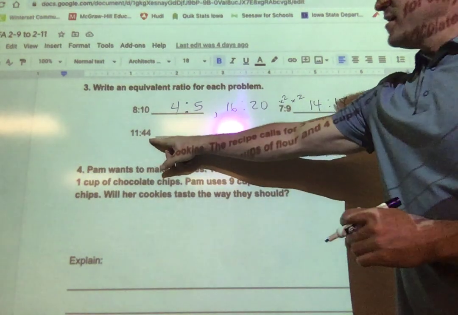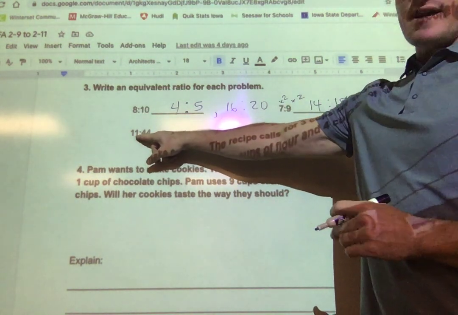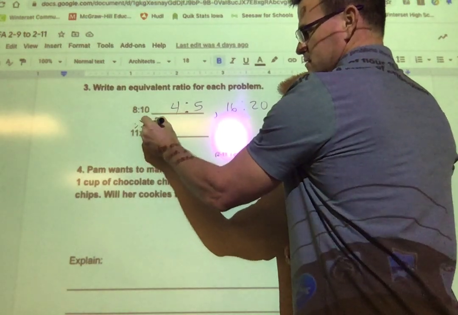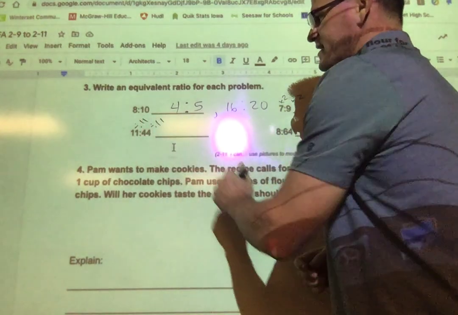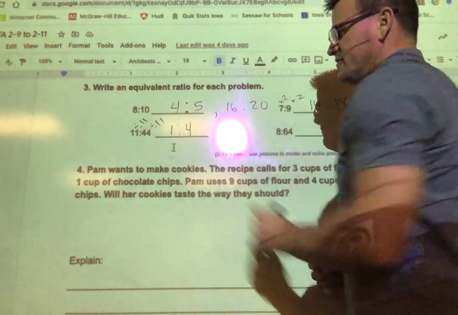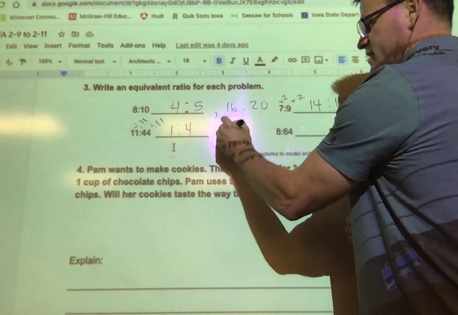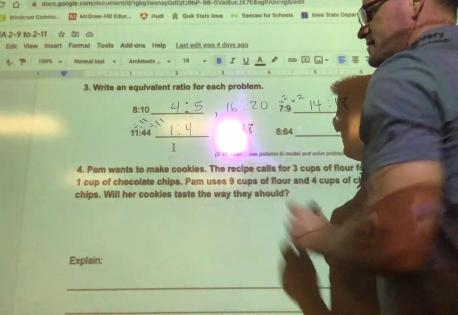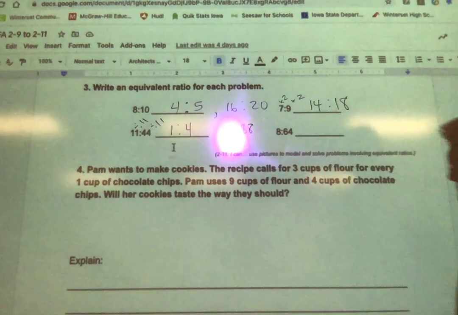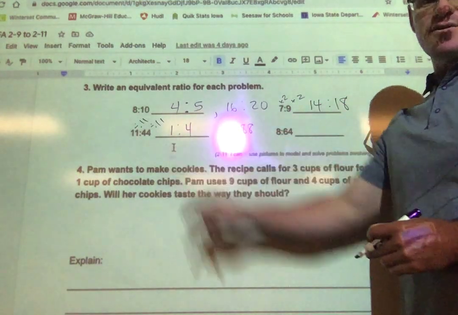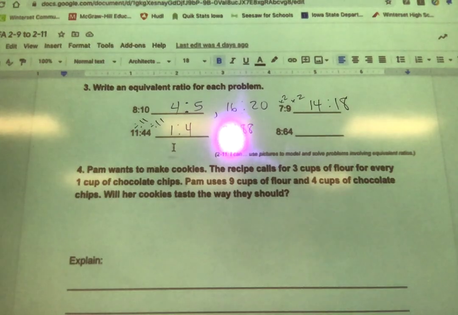11 to 44, I know that 11 is the greatest common factor of 11 and 44. So I know both of these can divide by 11. Get this down to a simpler form, and I can get that down to a 1 to 4 ratio. Some of you may double them. If you double them, you'd get a 22 to 88. And again, both of those are correct. Usually I try to get it into a simpler form if you can get it to a unit rate, a little bit easier to work with.